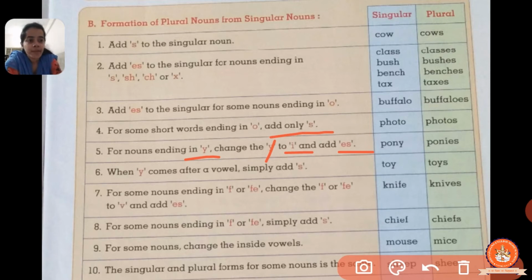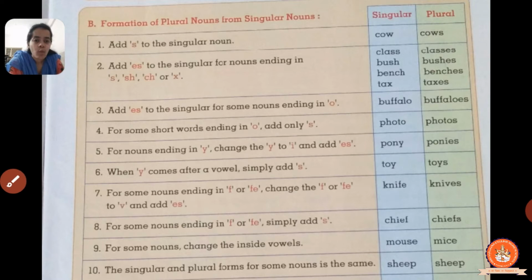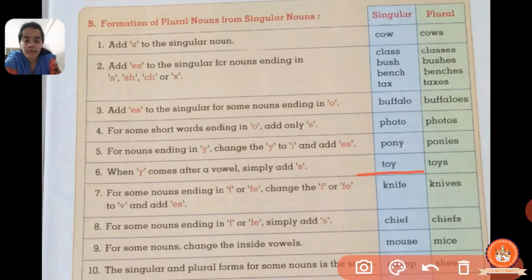Alright. Then we have the next one. When y comes after a vowel, simply add s. So whenever you are getting any word in which the y comes after any vowel, so see over here. T-O-Y, toy is written, right? So O is a vowel. So whenever you are getting any y after a vowel, A, E, I, O, U, what we have to put? We have to just simply put the s over there. So what they have done, toy, toys. Understood?